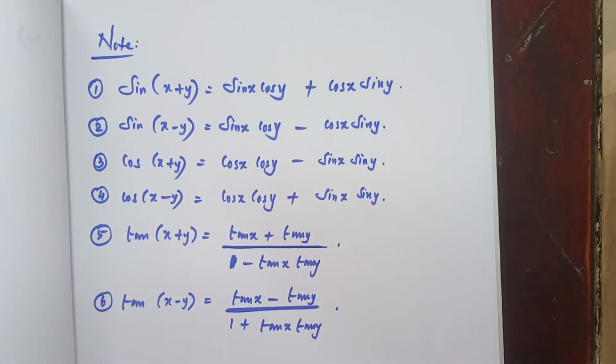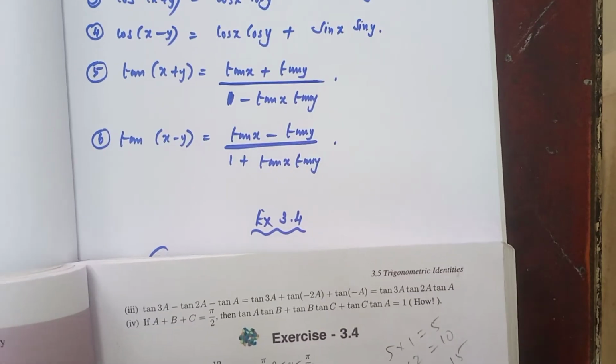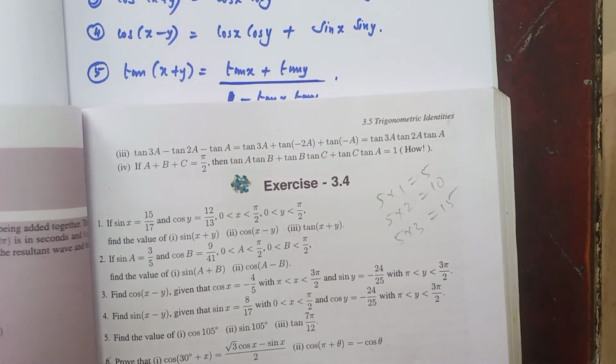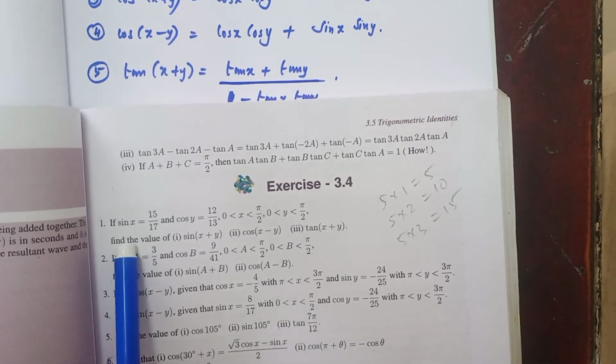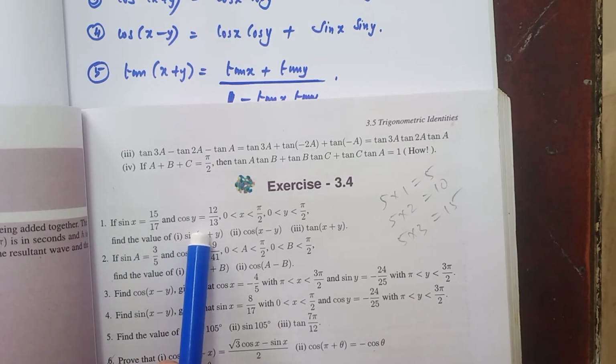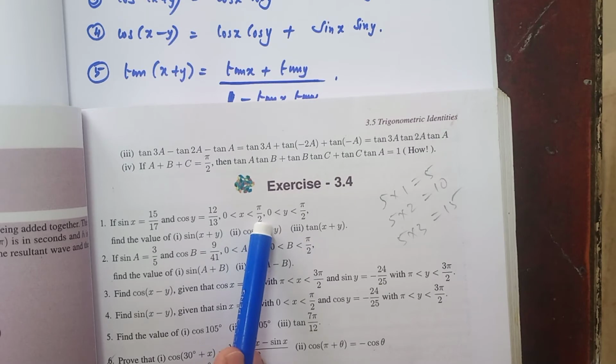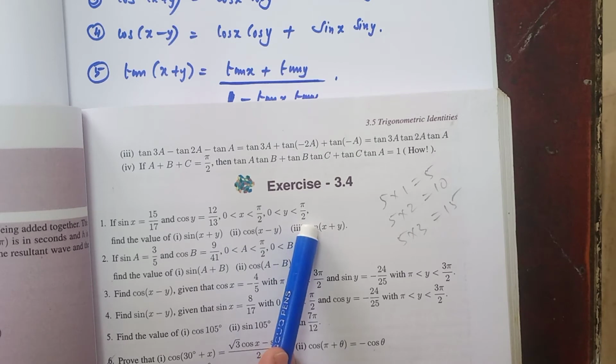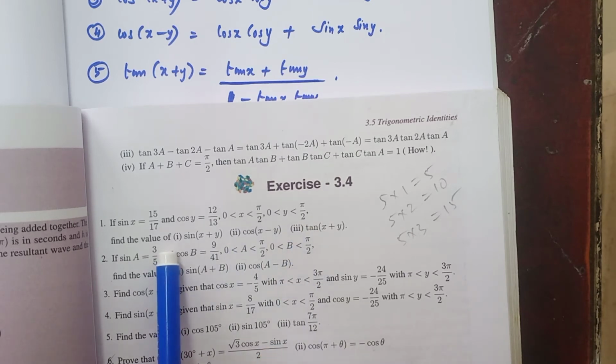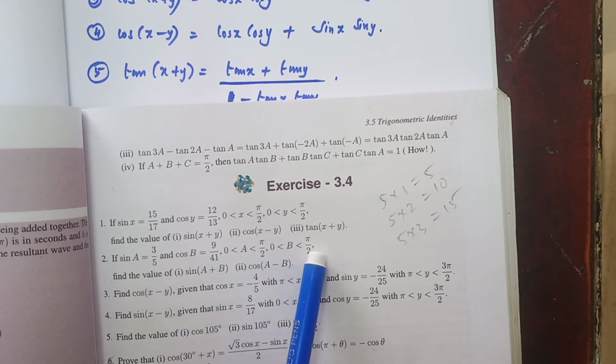exercise 3.4, problem number 1. You are given the values of sin x and cos y, and the angle x lies between 0 and pi by 2, that is 90 degrees. Also y lies between 0 and 90 degrees. Find the values of sin of x plus y, cos of x minus y and tan of x plus y.